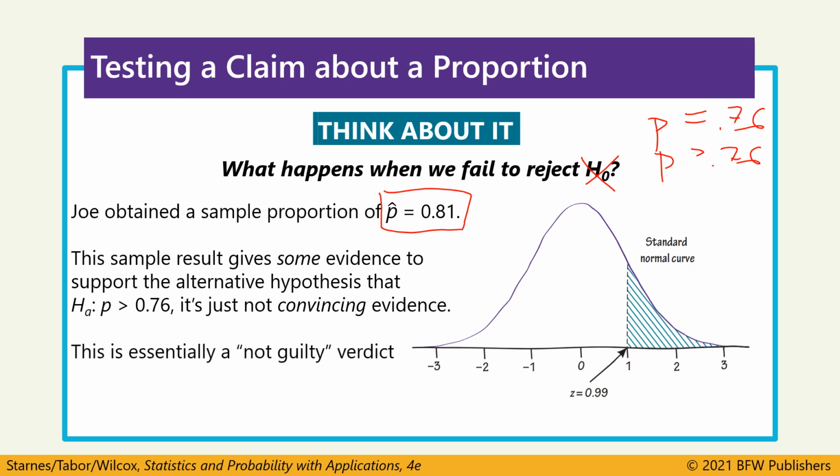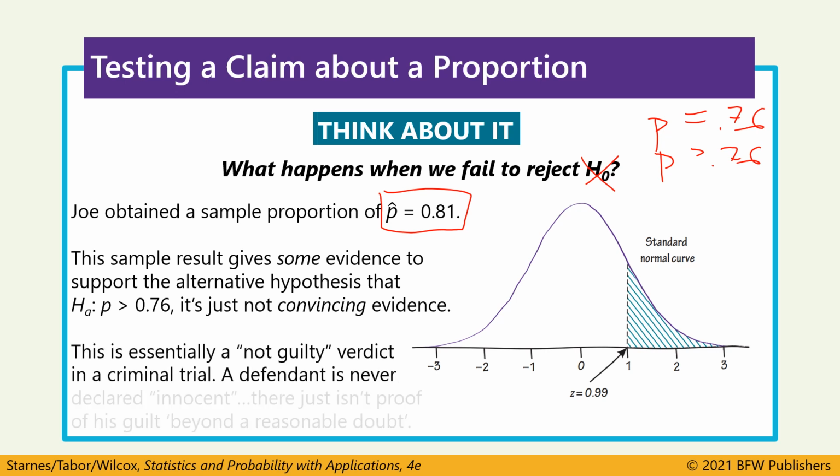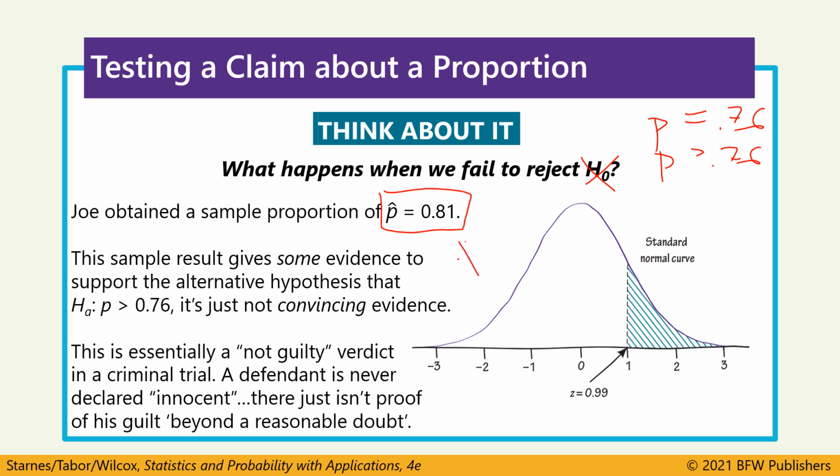It's kind of the equivalent of a not guilty verdict in a criminal trial. A defendant is never declared innocent. There just isn't enough proof of his guilt beyond a reasonable doubt. So we have some proof that the proportion is actually higher, but it's not enough for us to declare this null hypothesis guilty, all right, with evidence beyond a reasonable doubt.